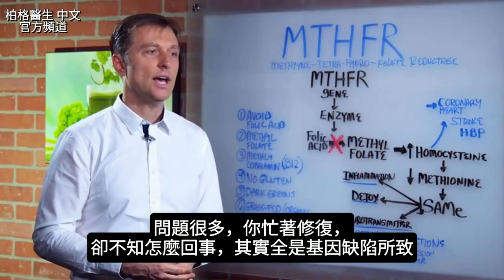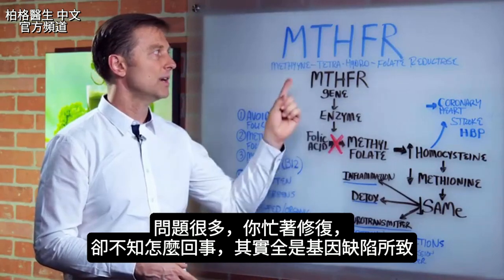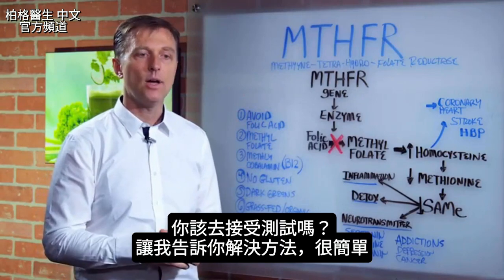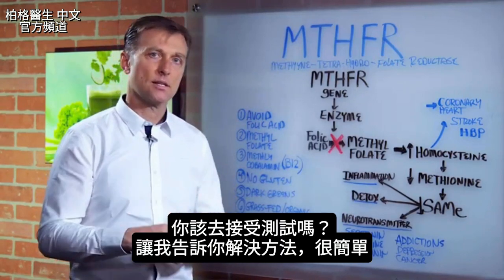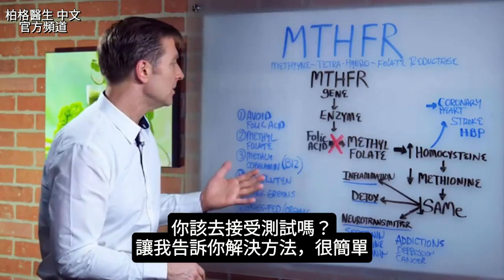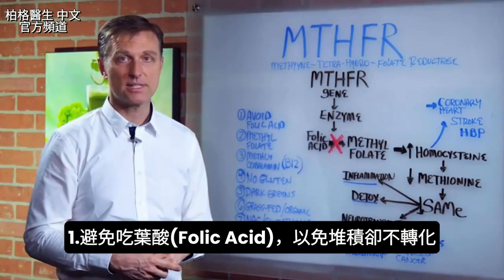And here you are, and you're trying to fix all this stuff, and you don't really know what's going on. It could be one simple defect of this genetic little gene thing, okay? Now, you should go get tested. Let me tell you the remedy of this, okay? The remedy is very simple. You need to avoid taking folic acid because it can build up, it's not converting.